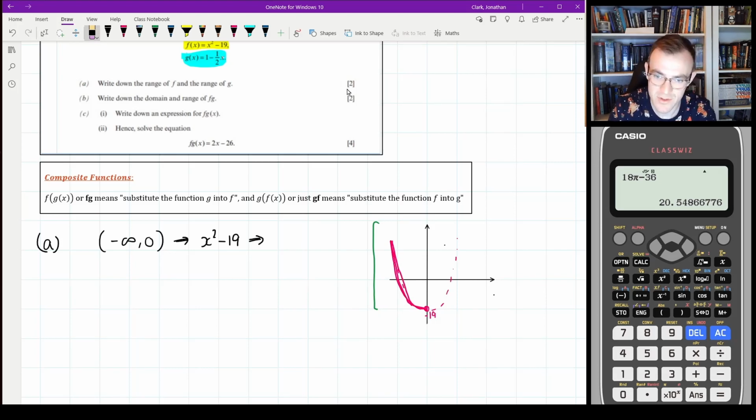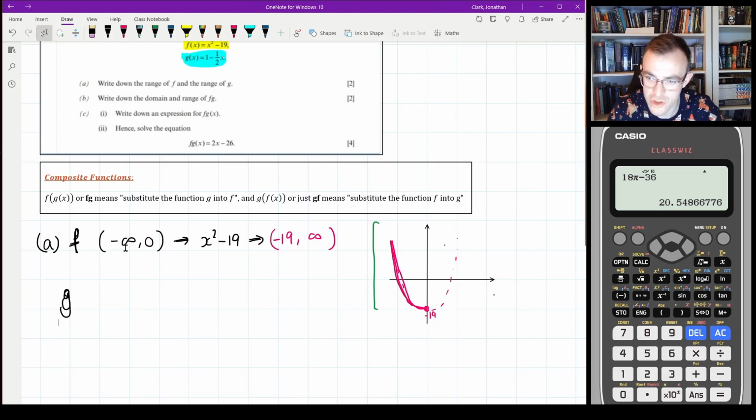Right? So if you plug in 0, you get minus 19. If you plug in a large negative number, anything large and negative, when you square it, becomes positive. So we are going to get as our answer minus 19 to infinity. Curly bracket, because it's a curly bracket for the 0. We're plugging in values approaching 0, but not 0 itself. The other one, so this was f.